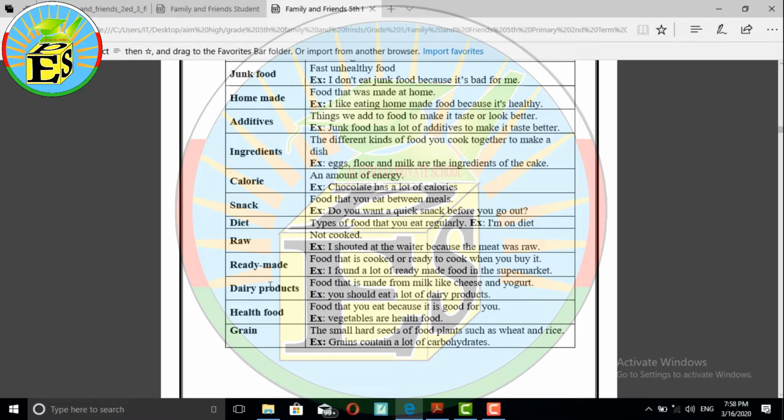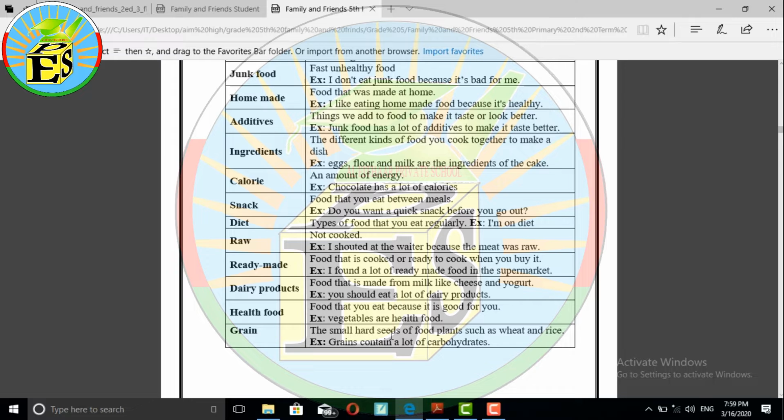Called what? Dairy products. Like what? Like cheese and yogurt. Next word, health food. Health food means food that you eat because it is good for you. For example, vegetables are health food.